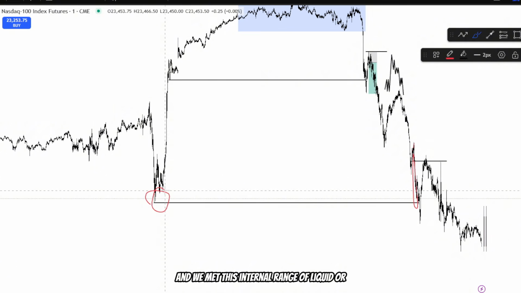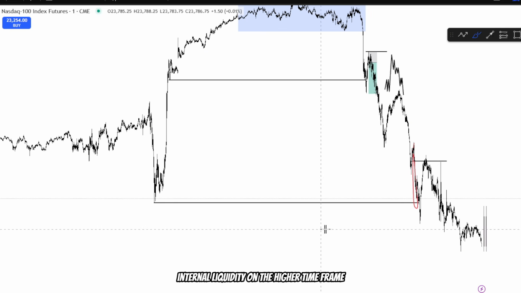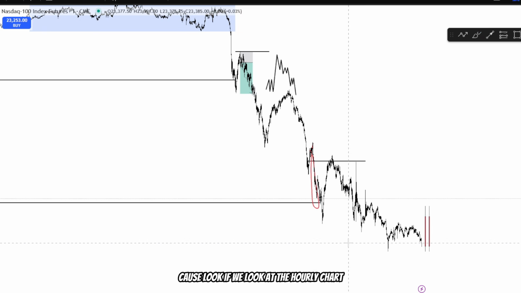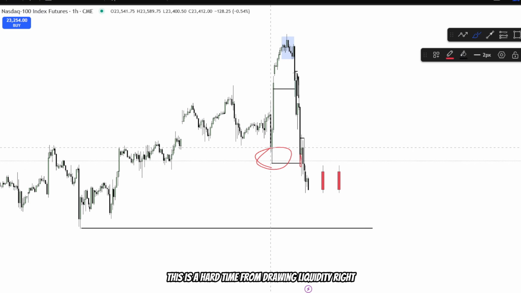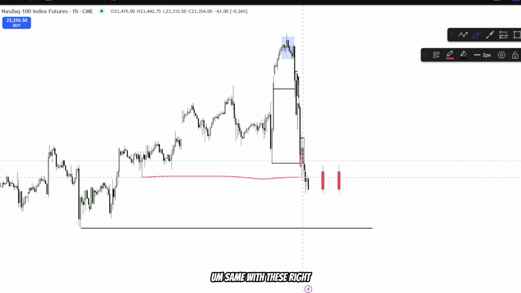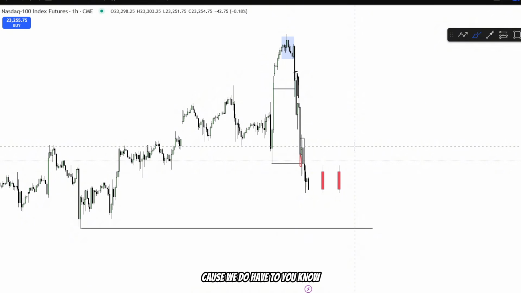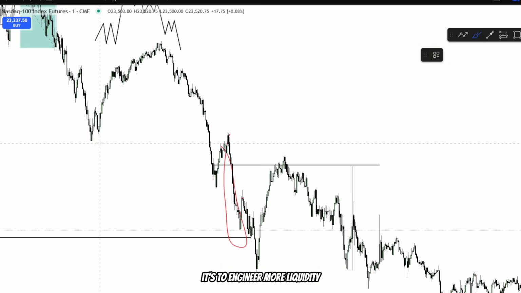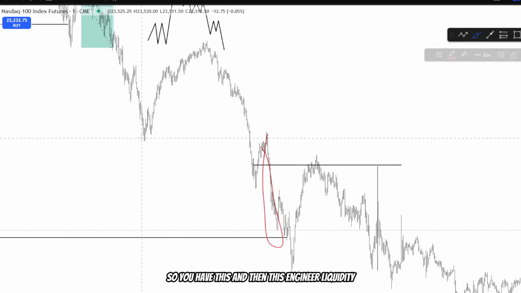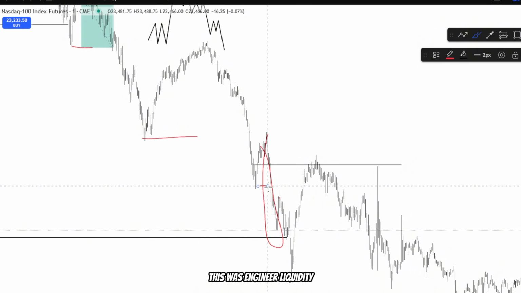And we met this internal liquidity on the higher time frame market maker model, right? Because look, if we look at the hourly chart, this is a higher time frame drawn liquidity. Same with these. But it's just a small retracement, because we do have to sweep ERL to go to IRL, and then from IRL to ERL. So you get what I mean? It just engineered liquidity for us to come back and take later. Why do we have these retracements? It's to engineer more liquidity. So this was engineered liquidity, this was engineered liquidity, and this was engineered liquidity.